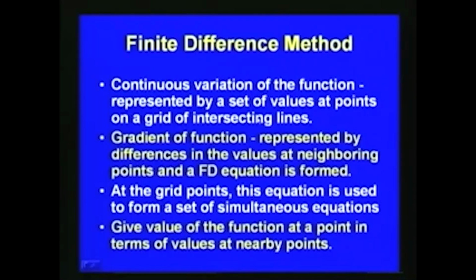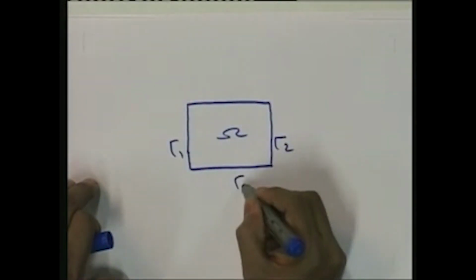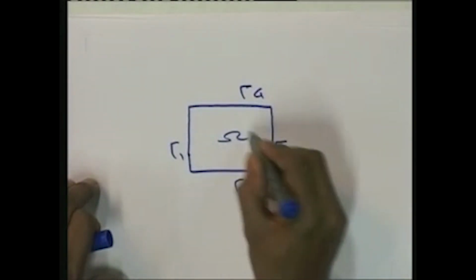In finite difference methods, the continuous variation of the function is represented by a set of values at points on a grid of intersecting lines. Let us consider the flow in a square cavity like this, as we have seen, a typical problem in 2D. If the boundaries are gamma 1, gamma 2, gamma 3, gamma 4, and this is the domain.